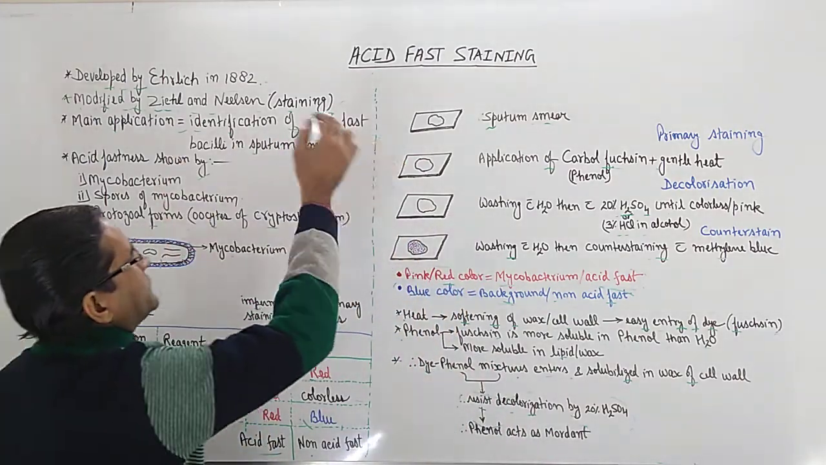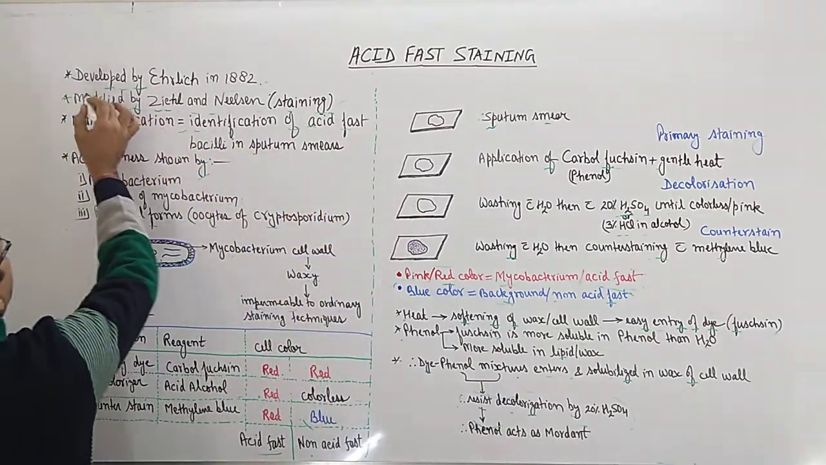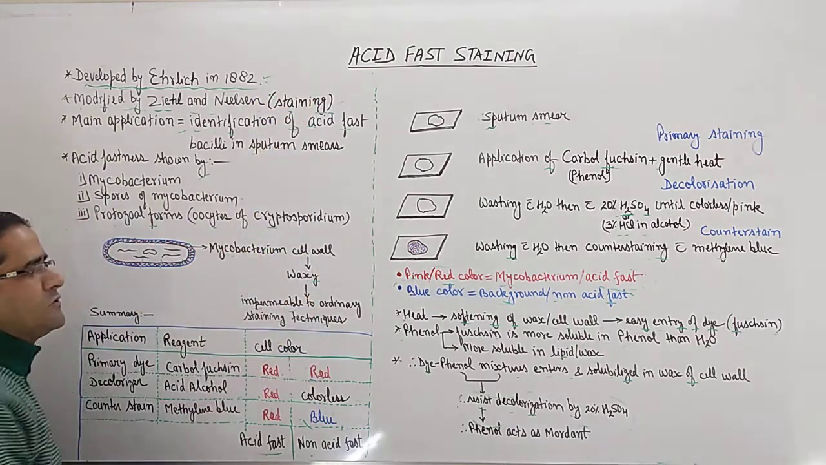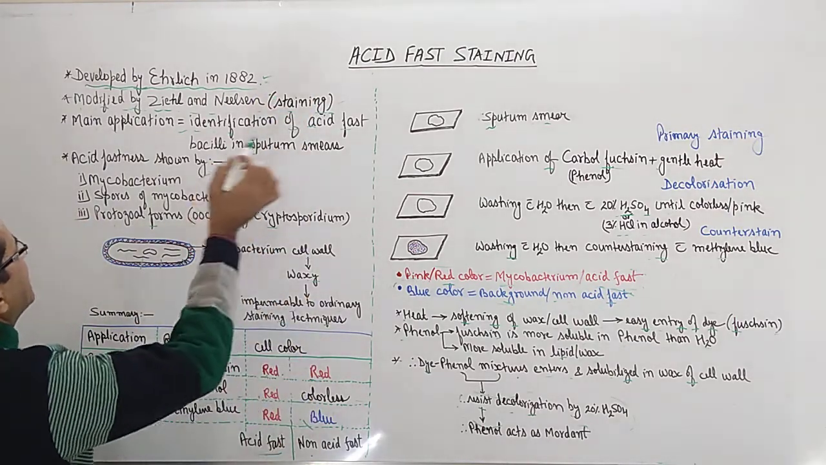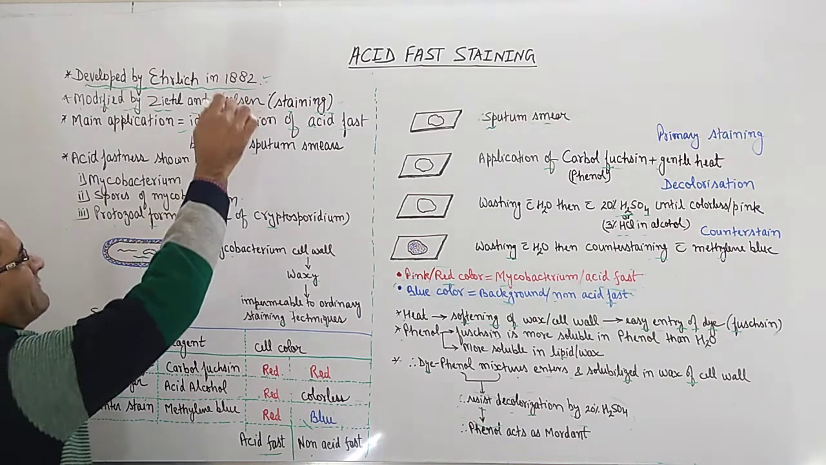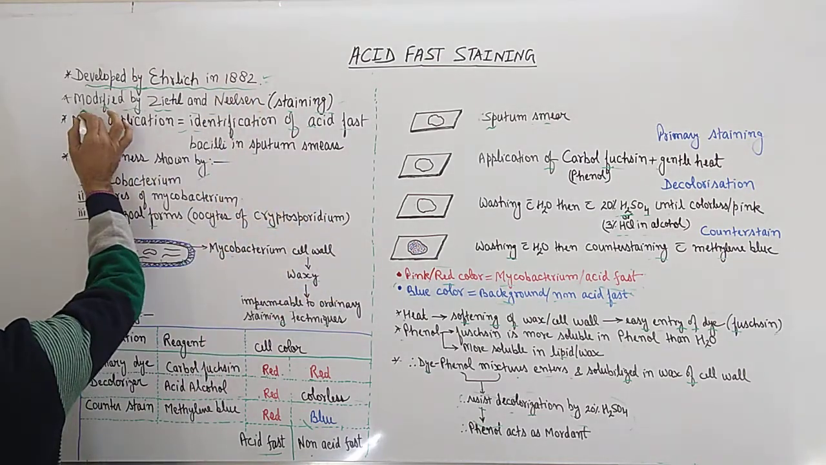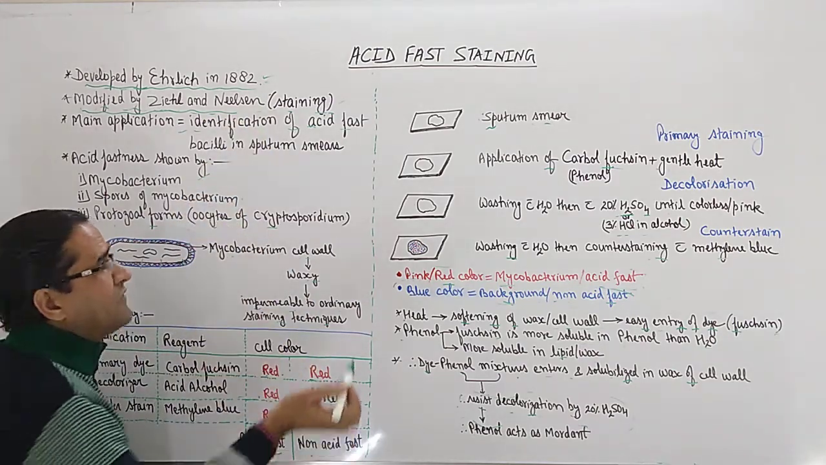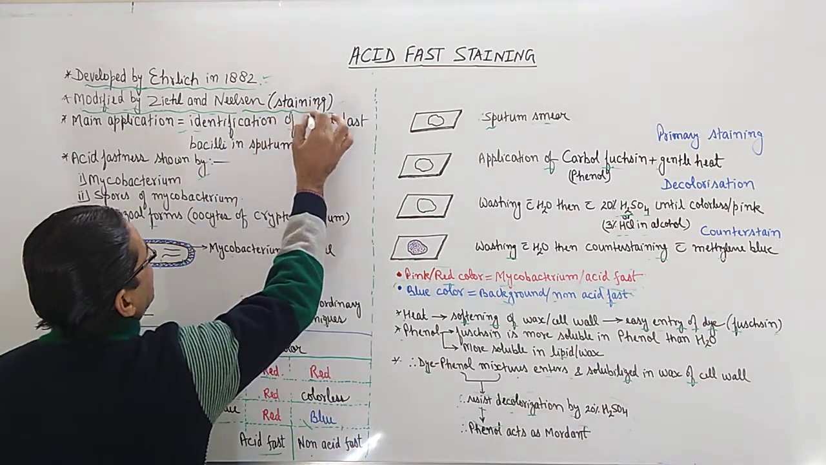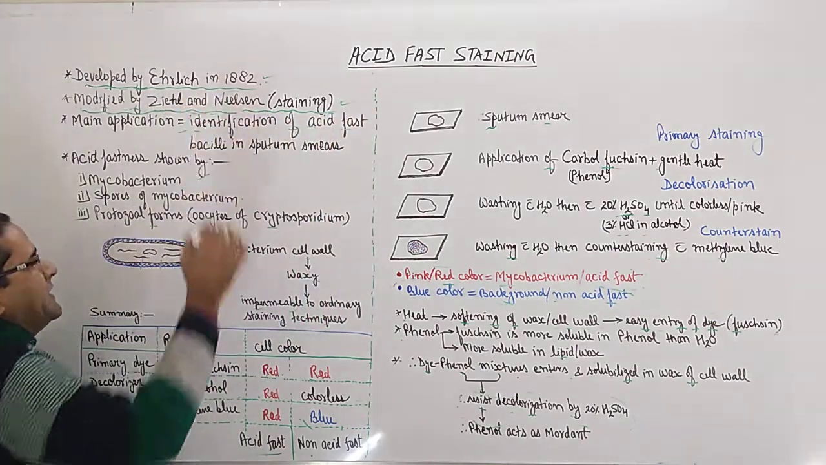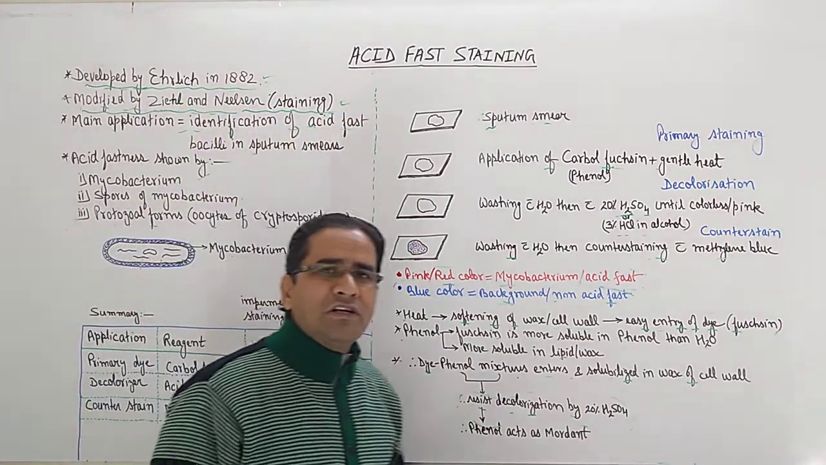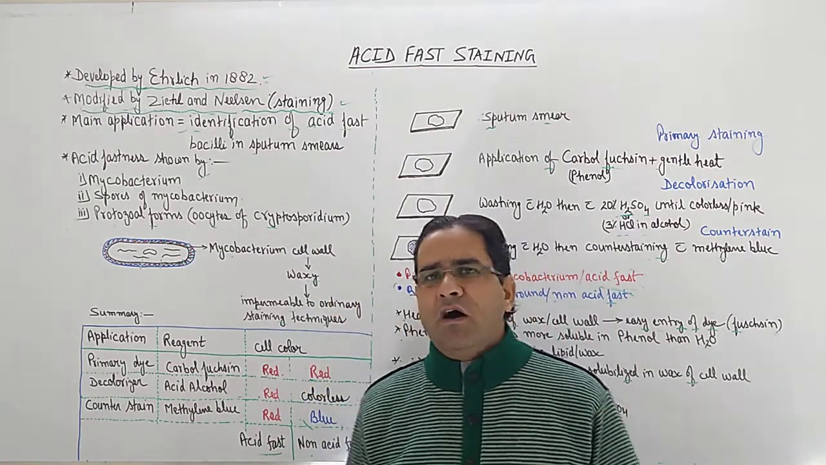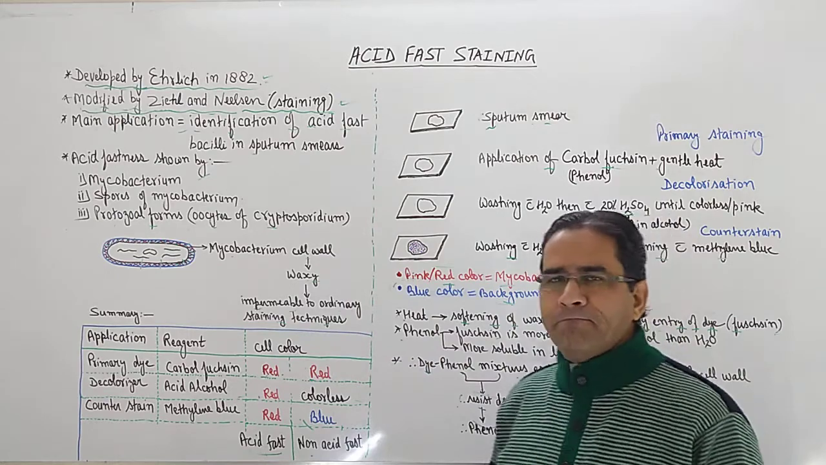It is a technique which is called acid fast staining. It was developed by a scientist called Ehrlich in 1882. Second thing about this is, though it was developed by Ehrlich, later on two more scientists, Ziehl and Neelsen, worked on it and modified it, and therefore this technique is also termed Ziehl-Neelsen staining. Questions have also been asked regarding this, that the Ziehl-Neelsen staining is used for acid fast staining.